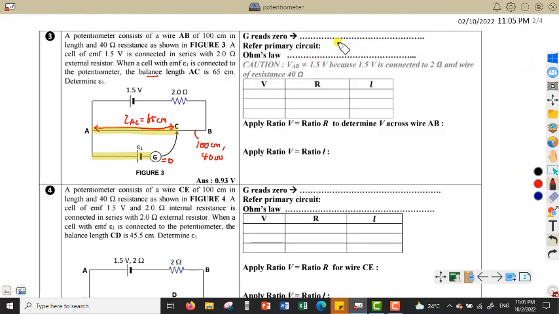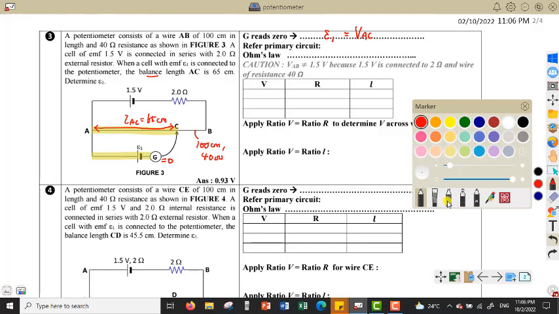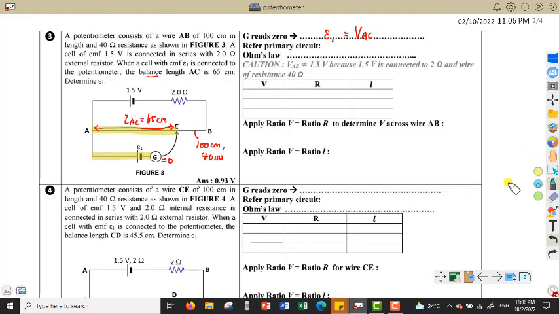So it means that our E1 will be equal to the voltage across the balance length AC. So in other words, if I am able to find the voltage across the balance length AC, it means that I'll get the value of E1. So in order to determine E1, we need to calculate the VAC, the voltage across the AC, using the primary circuit. Still remember, the primary circuit means this one. This is our primary circuit.